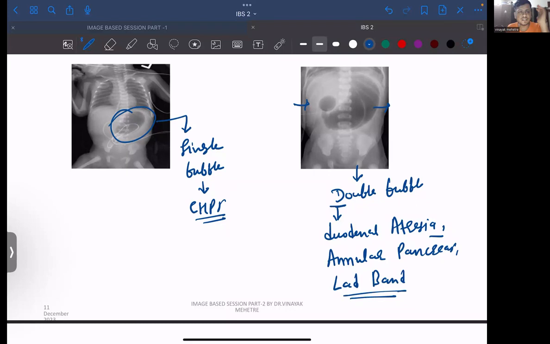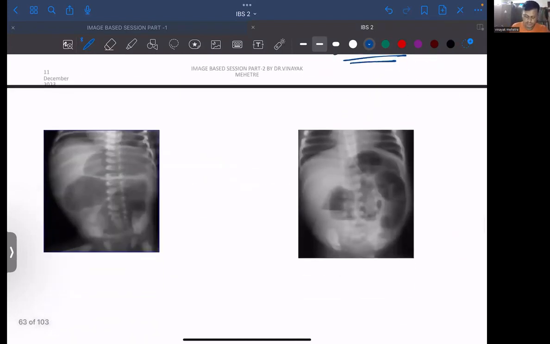ओके, हम बच्चों के कंजेनाइटल डिसीज की बात कर रहे हैं. ठीक है, कंफ्यूजन नहीं होना चाहिए. Even such image I can give you with some other diseases as well, but what we are talking right now about, children's congenital diseases. Triple bubble sign is seen in jejunal atresia.